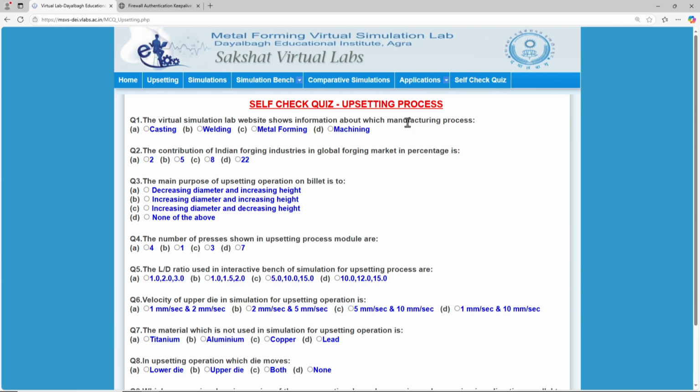Here in this quiz, the questions are there. So, self-check quiz for upsetting process. First question: the virtual simulation lab website shows information about which manufacturing process? Obviously, it is showing metal forming.